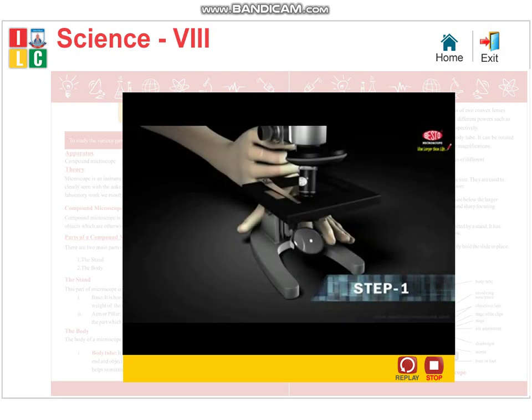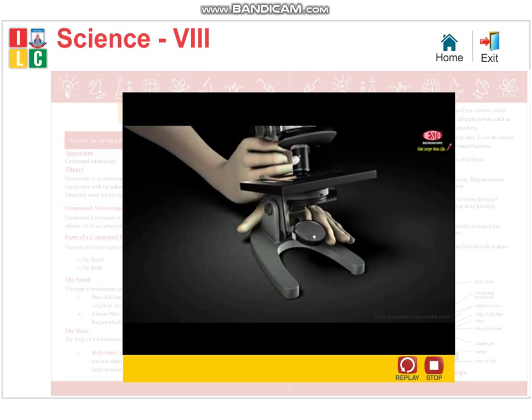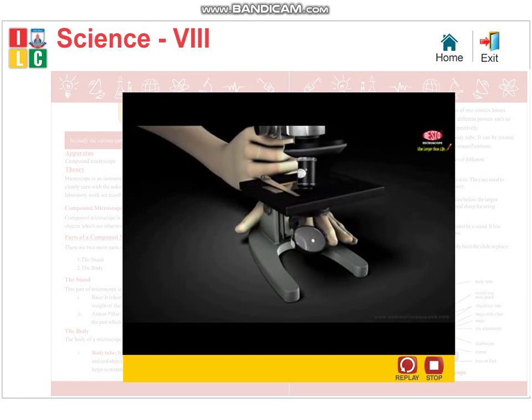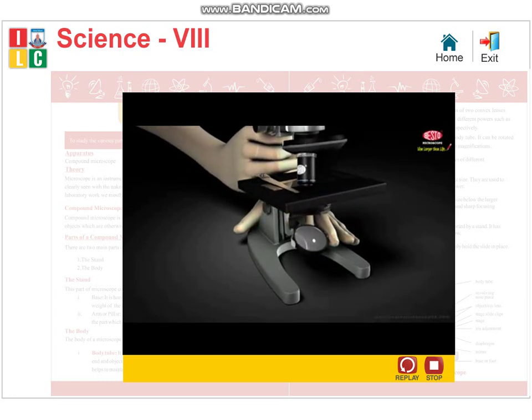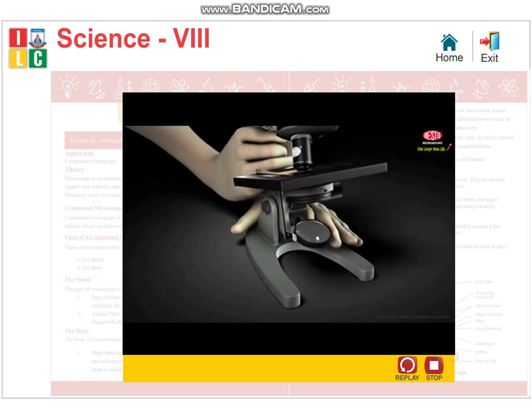Step 1. Remove the Besto microscope from its box or cover. Always pick up your microscope correctly. Grasp it firmly with two hands, one hand under the base and another on the arm. Place the microscope on a table, away from the edge. Move it to a position in which you can look comfortably through the eyepiece. You may want to sit on a chair or stool.